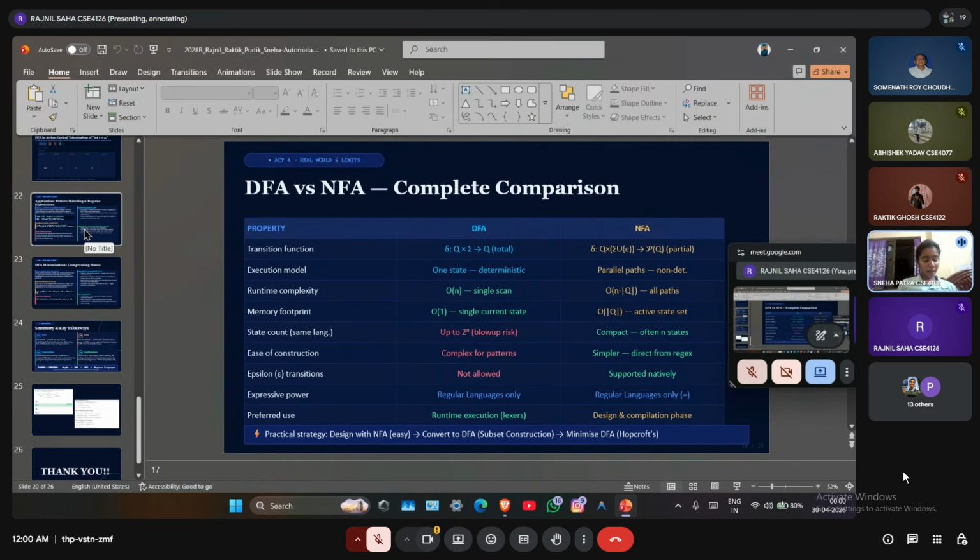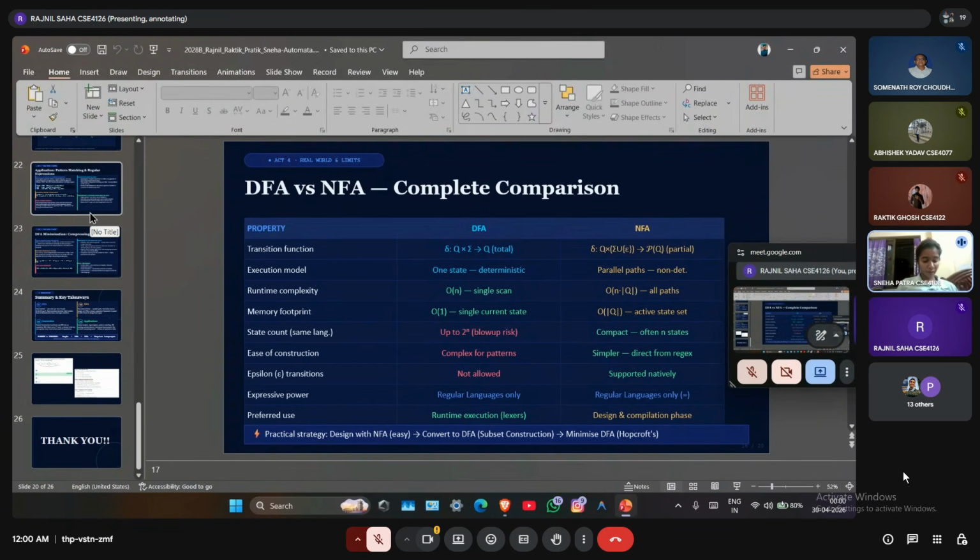DFA may have up to 2 to the power n states, while NFA usually has fewer states and is easier to design. But both have the same power. They recognize regular languages. So in practice, we design using NFA and convert it into DFA for execution. Please move to the next slide.